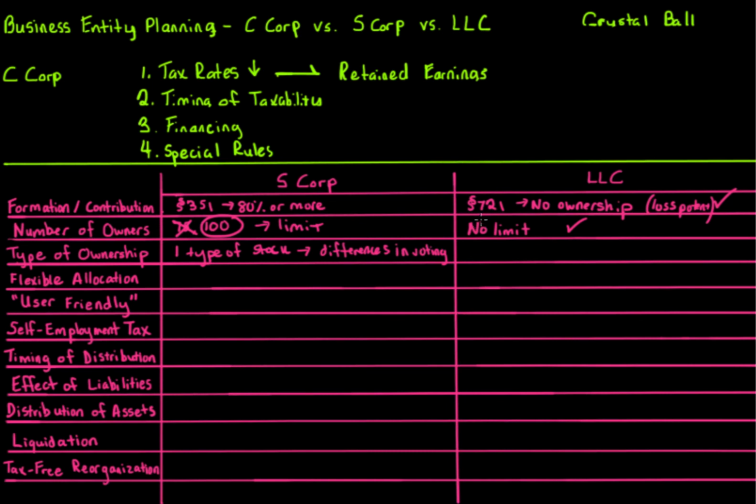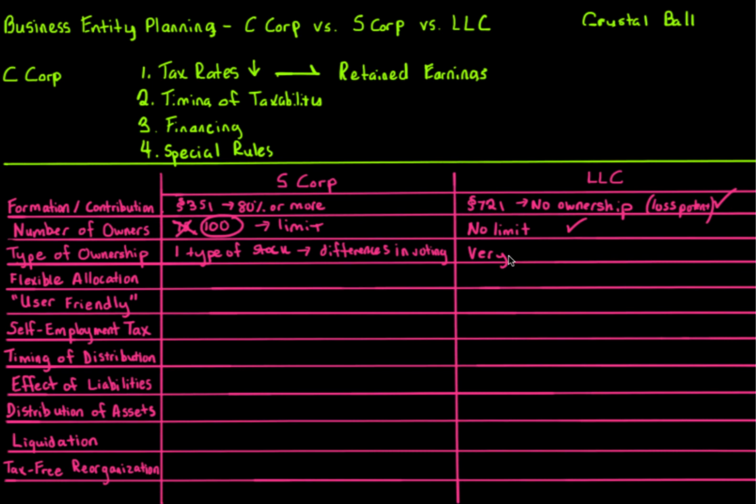So with an LLC, there's very flexible types of ownership. You can have all different types of ownership. Some owners are going to get their money back before others. That's very important if you're somebody like Donald Trump that has tons of money and is going in on a venture and gives all the money, and the other members of the LLC maybe just do service.